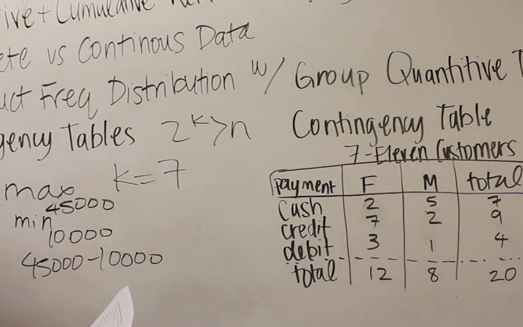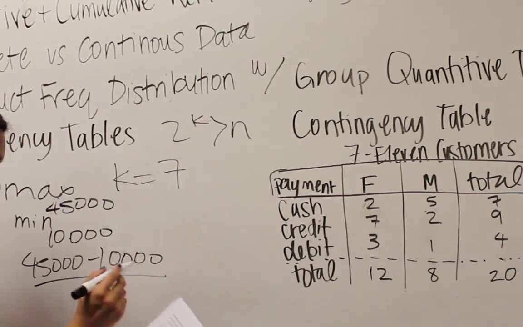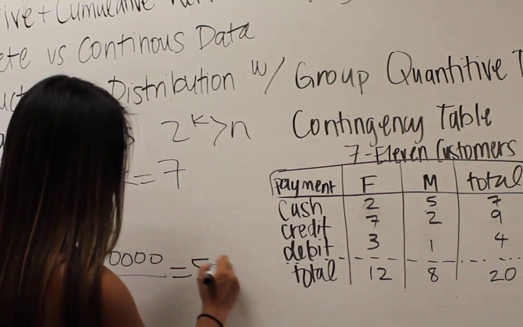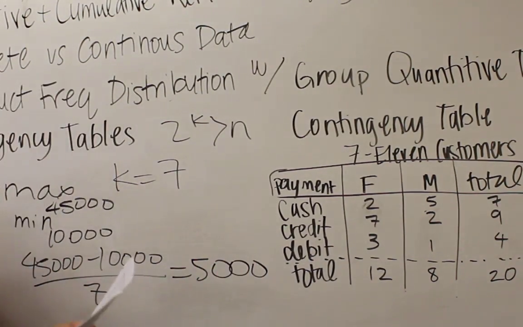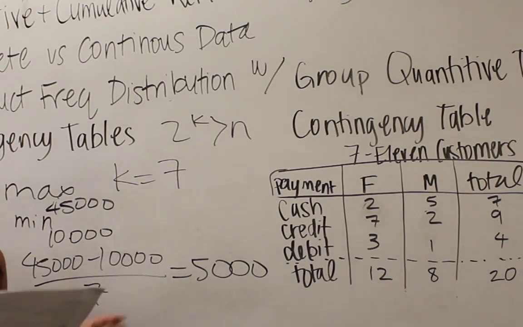And because you want to know the appropriate width, and you want each of them to be separated equally, you're just going to take the range and divide that by 7 because you want 7 classes. And that value is going to be 5,000. So that would be the appropriate width of each of your 7 classes.